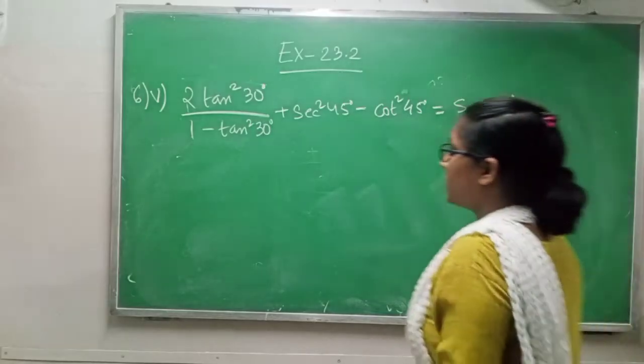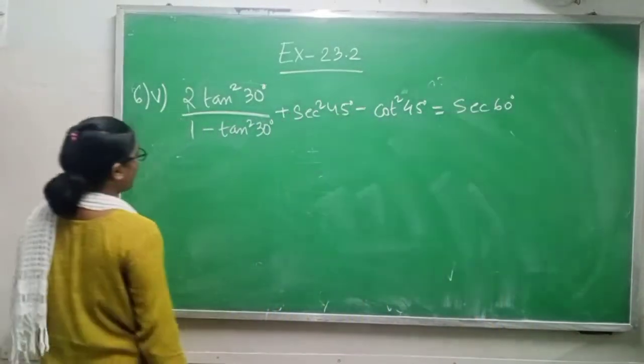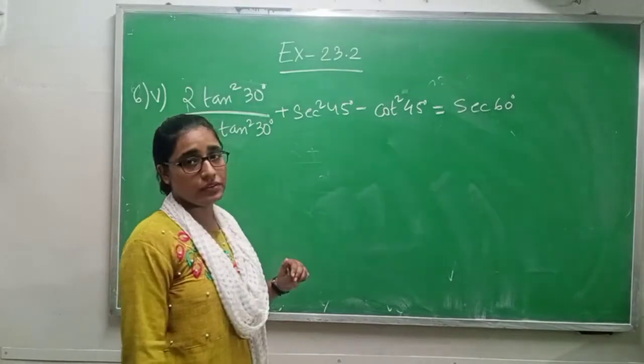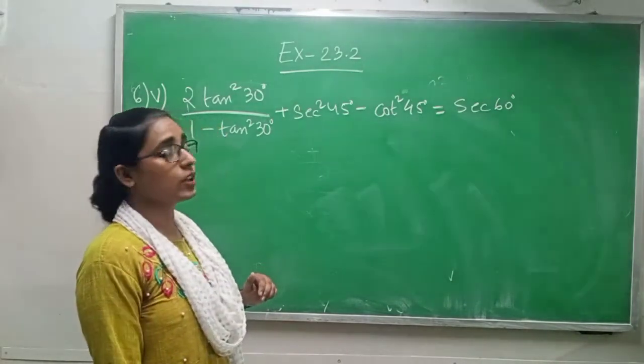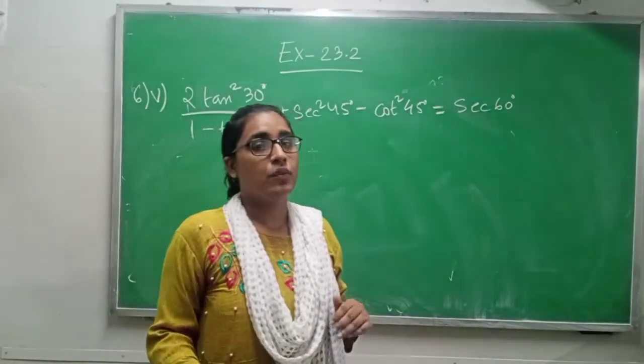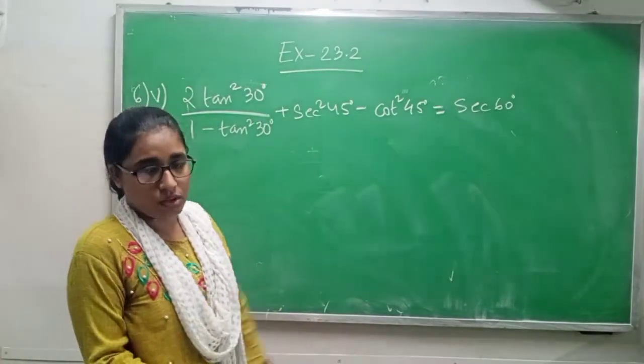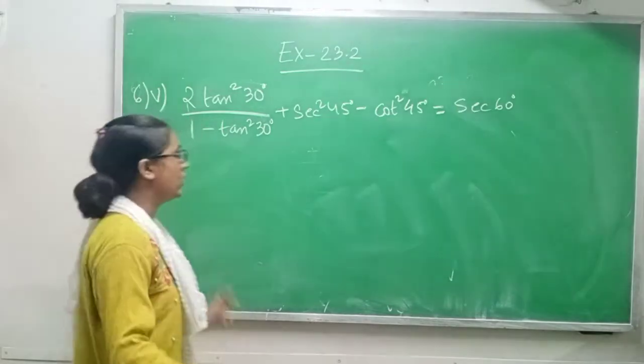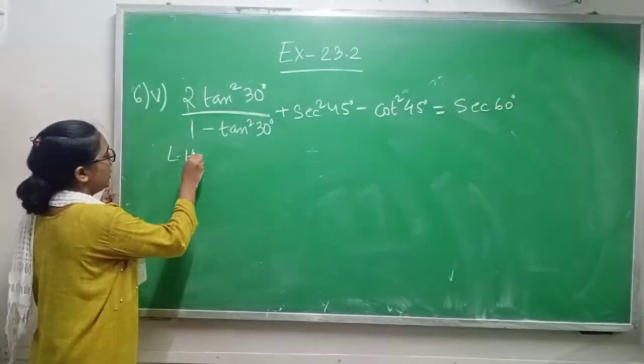Class 1C, question number 65. It is written: 2 tan square 30 degree by 1 minus tan square 30 degree plus sec square 45 degree minus cot square 45 degree equals sec 60 degree. First you have to solve LHS, then you have to solve RHS, and you have to show that LHS equals RHS. Now I am starting from LHS.